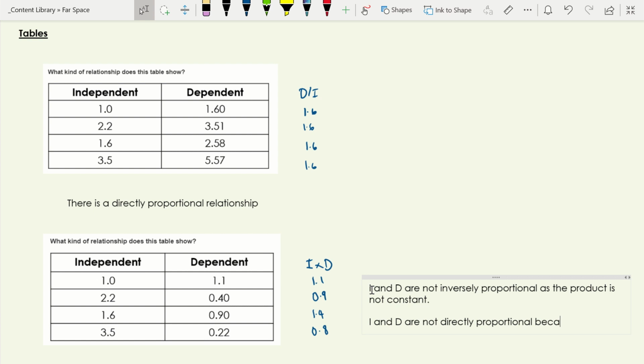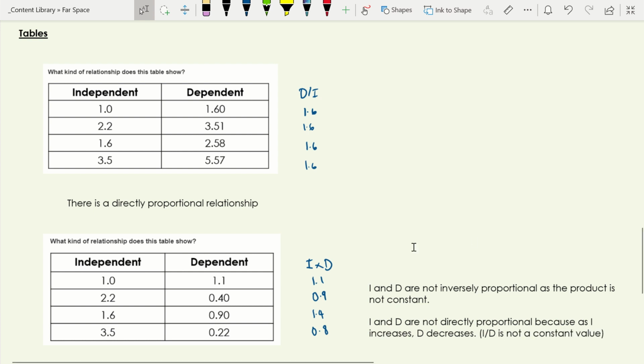They are not direct because as I increases, D decreases. So we would be looking for I and D both going up there. Or we could have also said that I over D is not a constant value. And that's actually probably a better way of checking. If you do I over D for all of these values, we don't get the same thing. So that would probably be a more conclusive way of saying that.